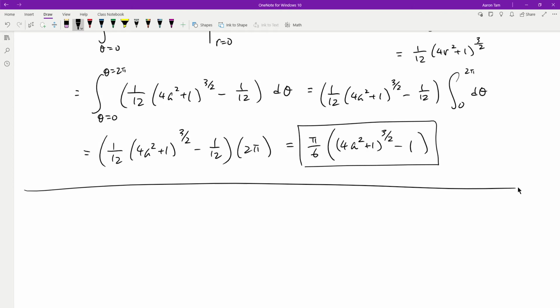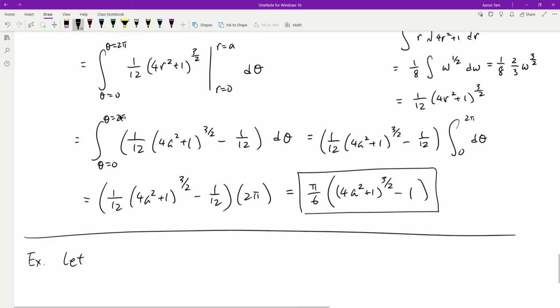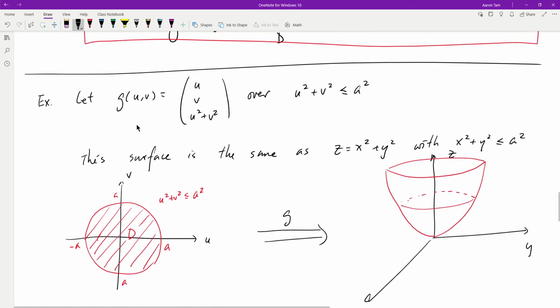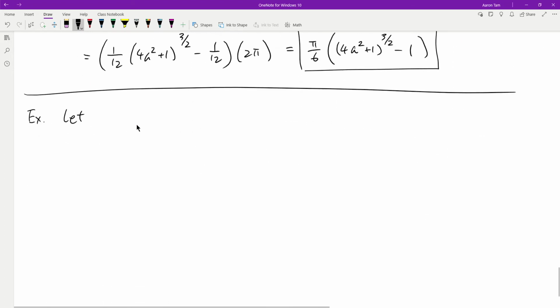So, hopefully I have time to finish my next example. My next example will be calculating mass. The problem will be very similar, just with a different function. And we're going to let, let's see how I word this here. Let g of u, v, okay, so I'm just going to define the parametric representation of the surface. I'm going to say let g of u, v be equal to u cosine v, u sine v, and v.